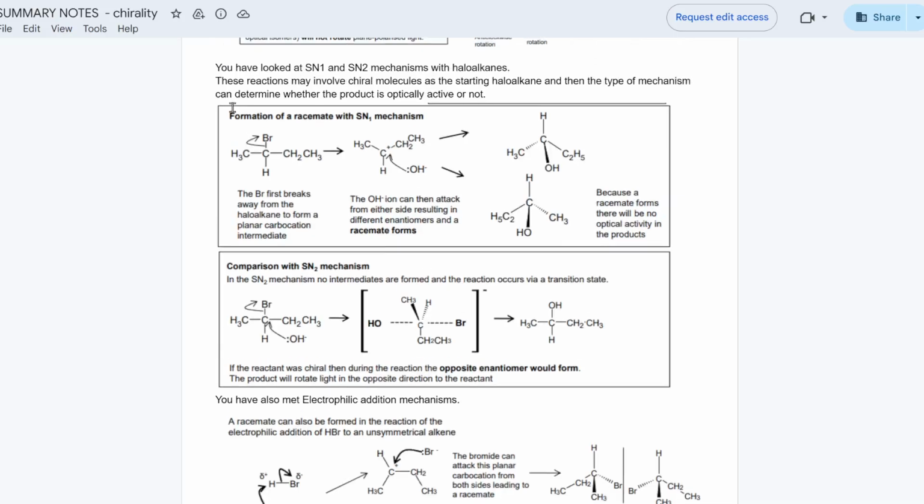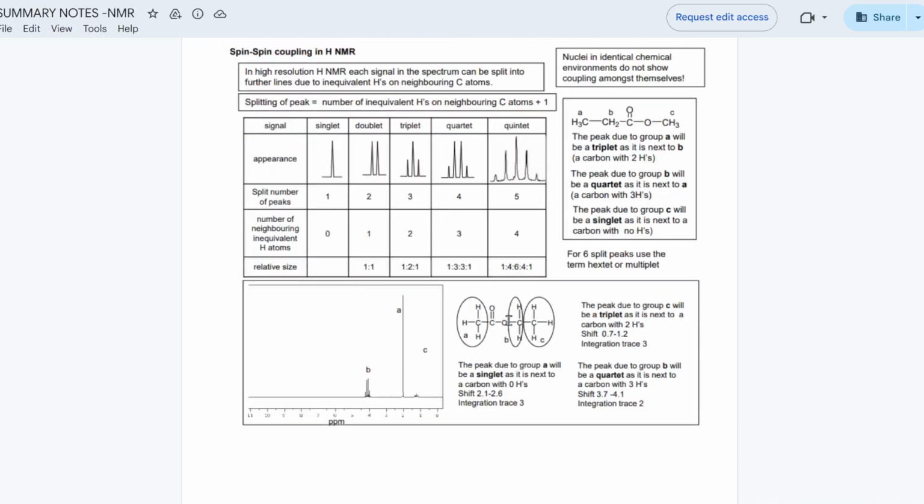It's not included here, so I don't know. I'll just run with this. Spin coupling in hydrogen NMR.